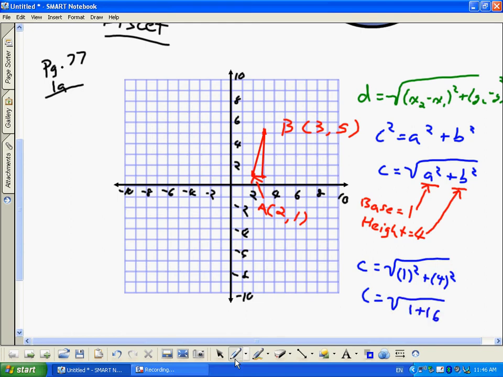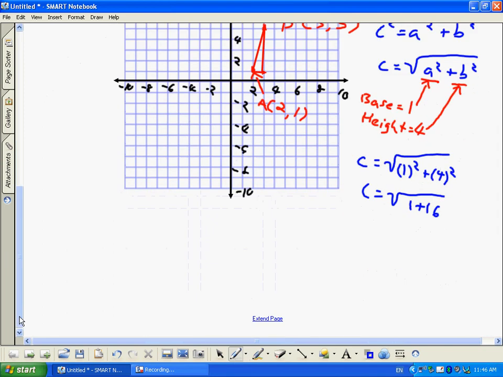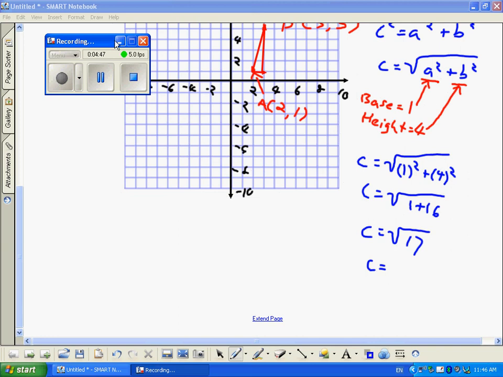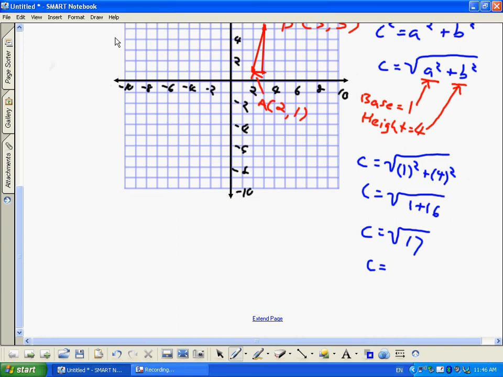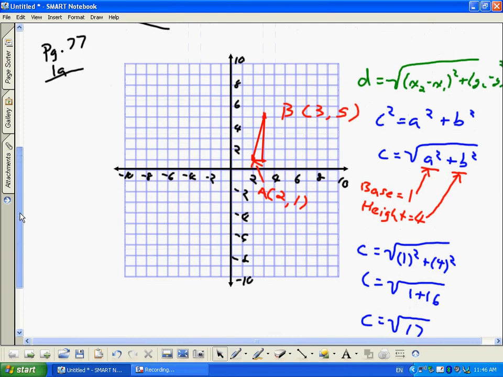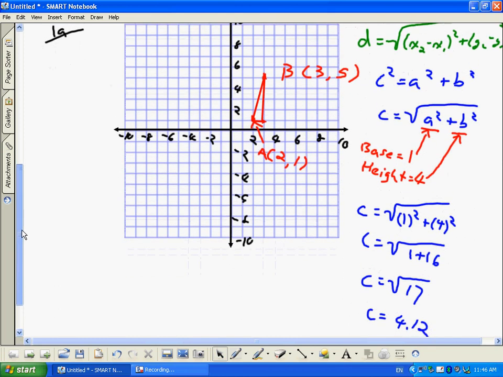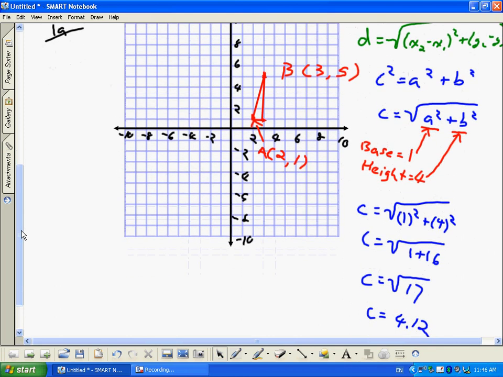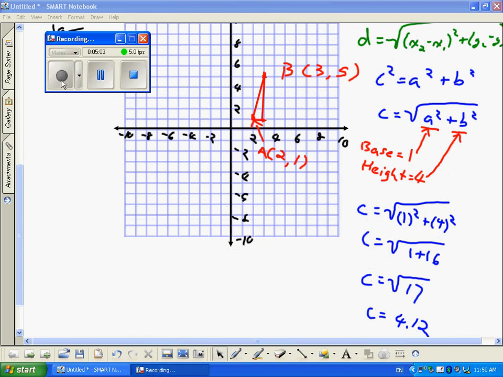1 plus 16. C equals the root of 17. C equals, apparently it is 4.12 roughly. So the length of this line, just like we estimated, is a little larger than 4. 4.12, we'll put this all here. 4.12 is the length of that line segment.